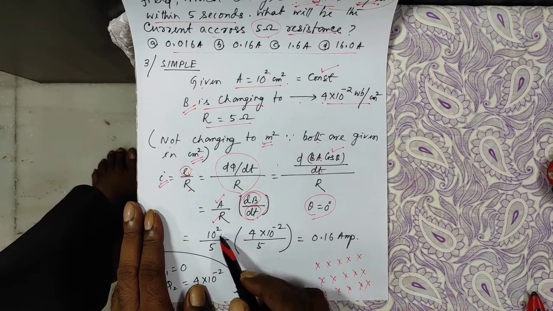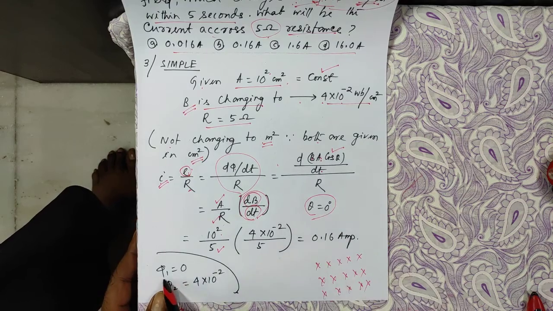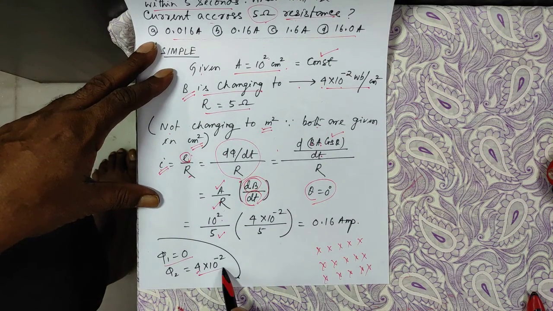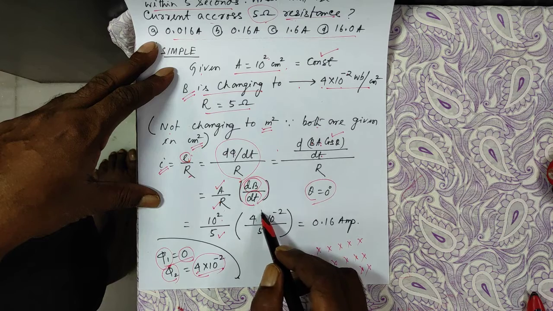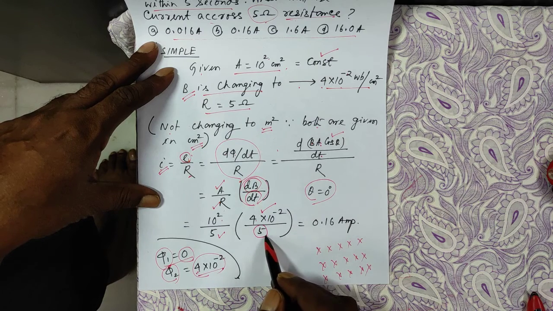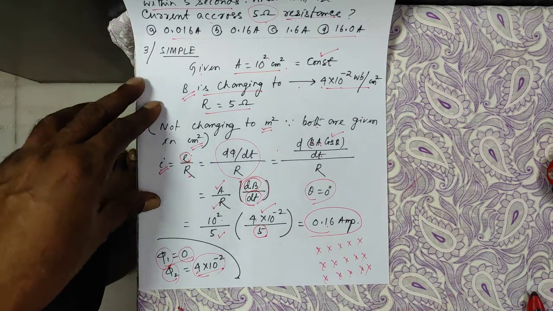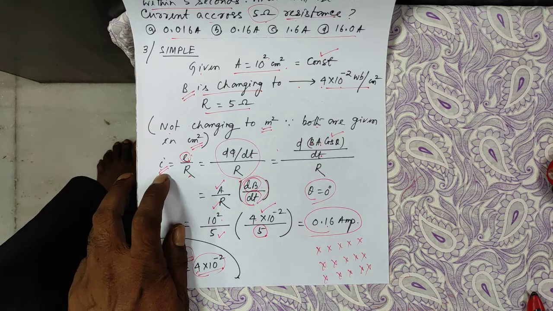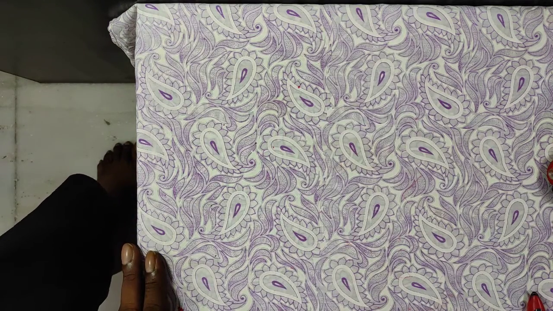So I put the value of A, put the value of R. Flux, initial flux was 0. Final flux is 4 into 10 power minus 2. So the change of flux is phi 2 minus phi 1, that is, this minus 0, same thing as 4 into 10 power minus 2 divided by time, which is given as 5 seconds. This comes out to be 0.16 ampere. I have not taken a negative sign because I am not interested to find the direction of current. So that is the third one.